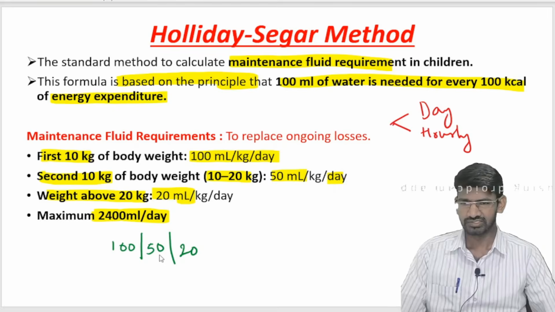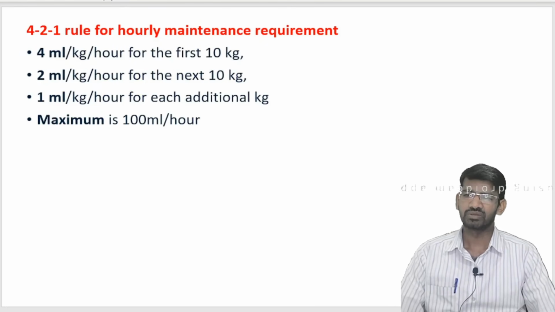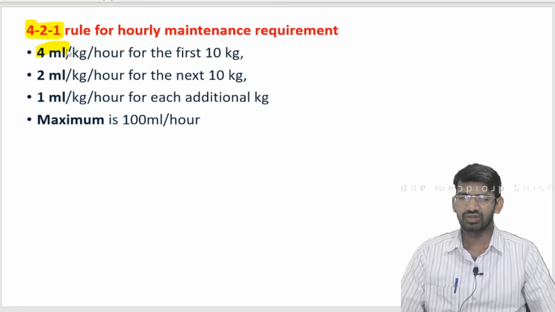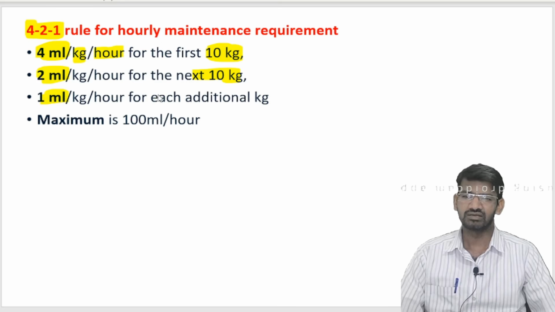Then another aspect, as I told you, is the hourly calculation. For the hourly fluid requirement, we use the formula 4-2-1. Here 4 stands for 4 ml per kg per hour for the first 10 kg. For the next 10 kg, that is 10 to 20 kg, we calculate 2 ml per kg per hour. And next is 1 ml per hour for each additional kg.